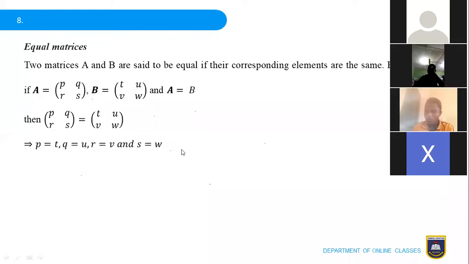Now, if you compare their corresponding elements, we can say that your P in the matrix A is equal to your T in the matrix B. Those two elements are corresponding to each other.